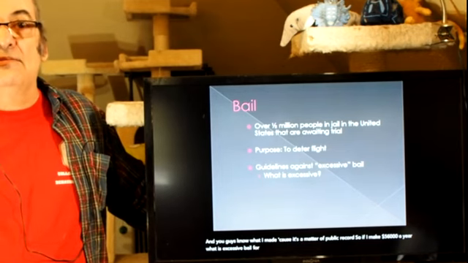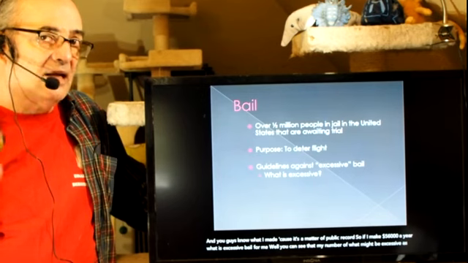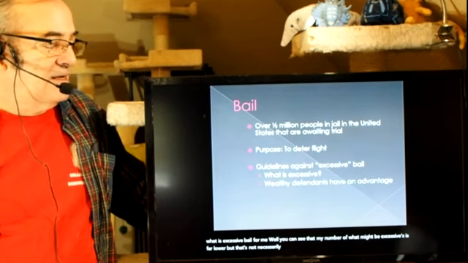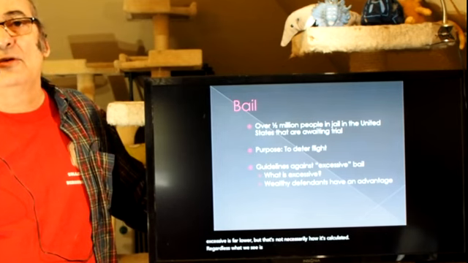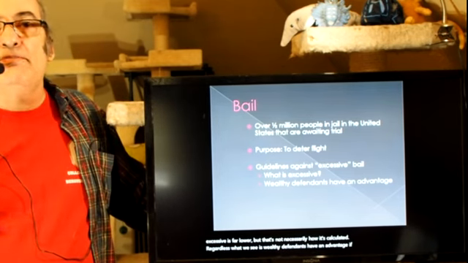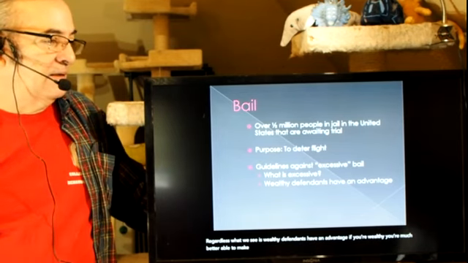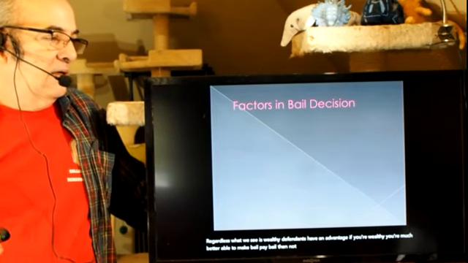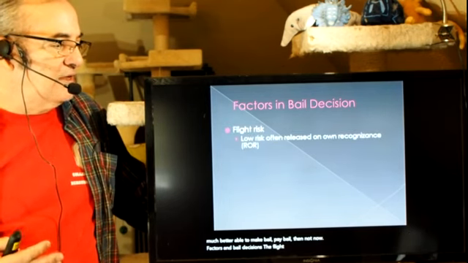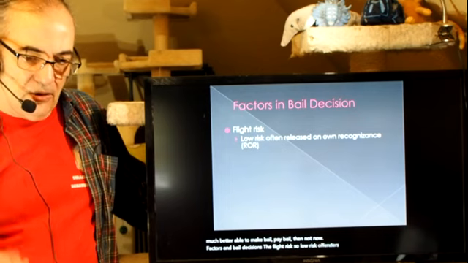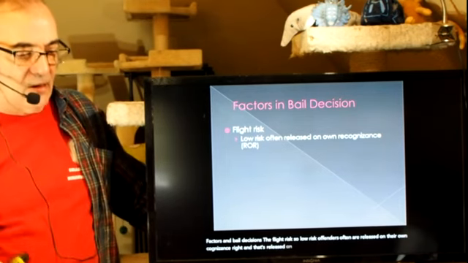Well, you can see that my number of what might be excessive is far lower, but that's not necessarily how it's calculated. Regardless, what we see is wealthy defendants have an advantage. If you're wealthy, you're much better able to make bail than not. Now, factors in bail decisions: the flight risk. So low-risk offenders often are released on their own recognizance, ROR.